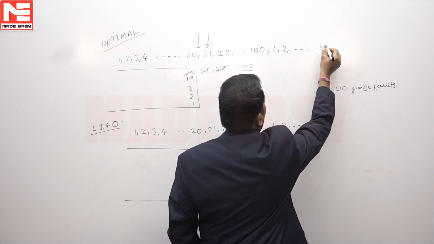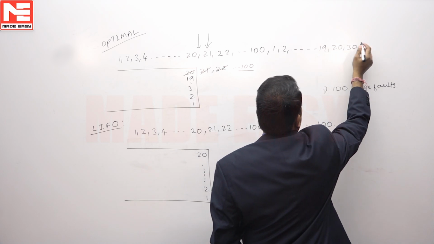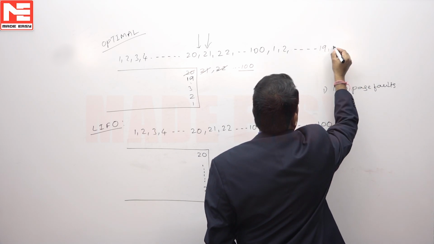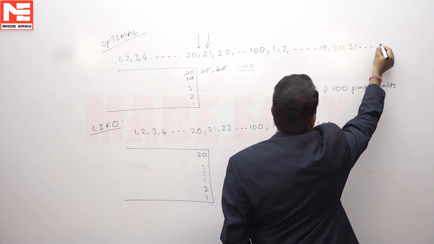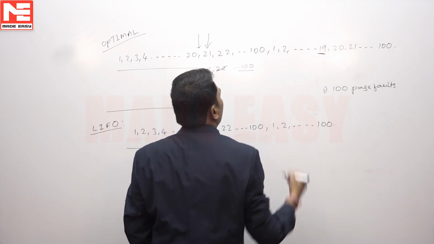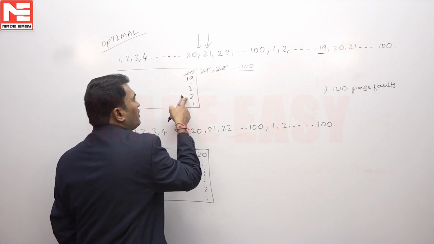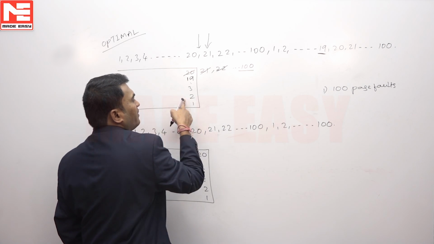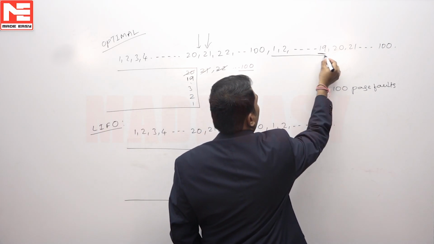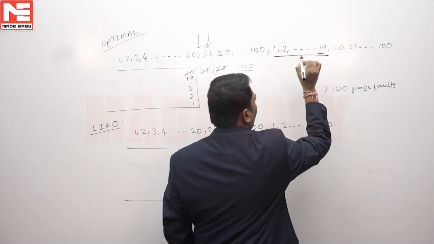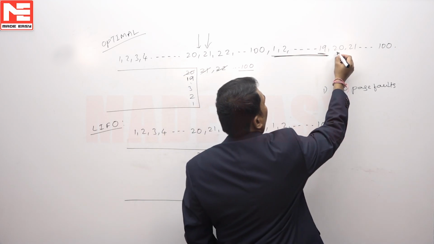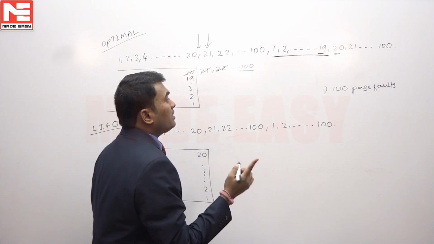So we will write 1 to 19, 20, 21, let's say 100. Now 1 to 19 there are no page faults here initially, because 1 to 19 are available in the memory. So 1 to 19 are not page faults. And next, what is the page fault? Next is 20 coming here. Now 20 is not available.